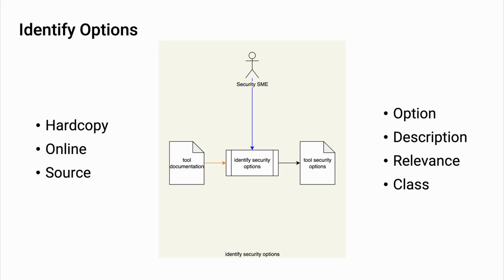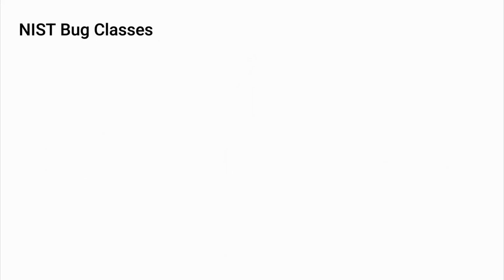Now let's consider what we mean by class. When we talk about class, we're specifically talking about NIST Bug Classes. In 2024, NIST released SP 800-231, the bug framework. This is intended at formalizing cybersecurity weaknesses and vulnerabilities.